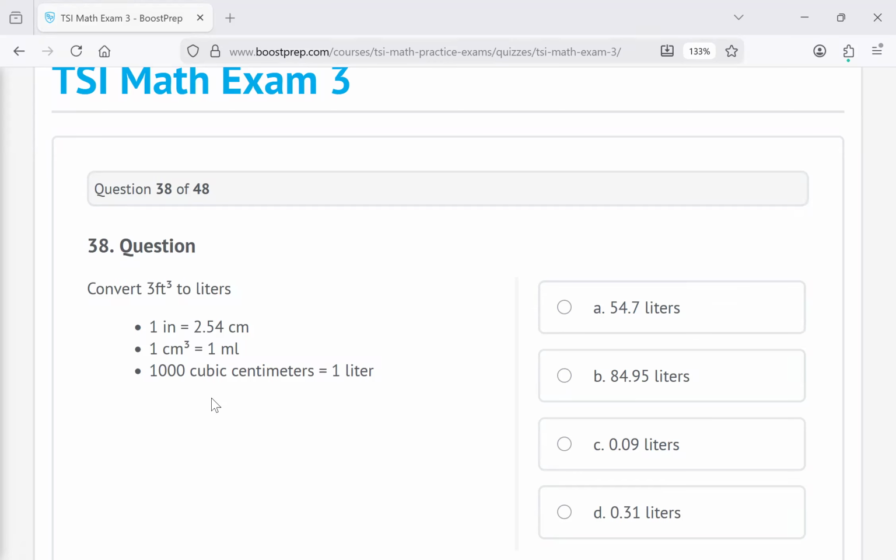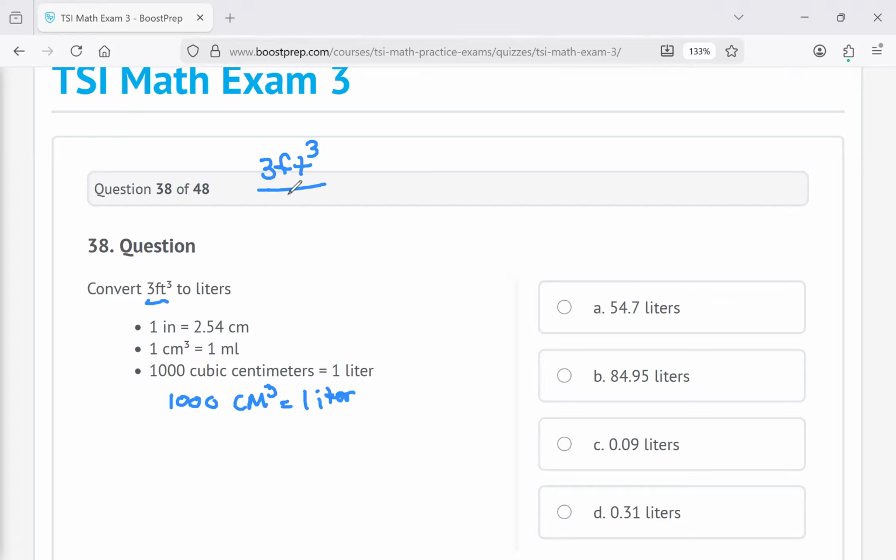So they give us some conversions. 1 inch is equal to 2.5 centimeters, 1 centimeter cubed equals 1 milliliter, and 1,000 cubic centimeters, or you could think of it as 1,000 cm cubed, is 1 liter. So what we could do is do it all at once using fractions or dimensional analysis. We start with what we have, so we start with 3 feet cubed.